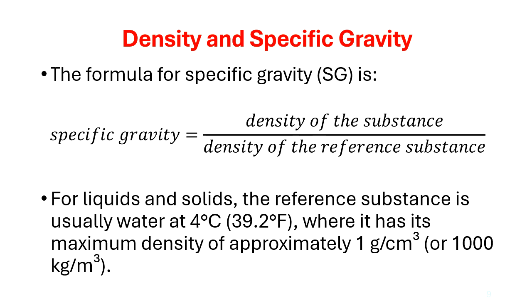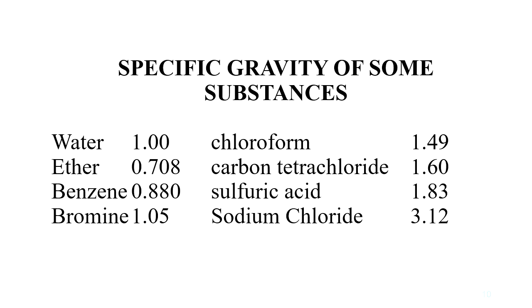For liquids and solids, the reference substance is usually water at 4 degrees Celsius or 39.2 degrees Fahrenheit, where it has a maximum density of approximately 1 gram per cubic centimeter, or 1,000 kilograms per cubic meter. Now, here is a list of the specific gravity of some common substances like water, ether, benzene, bromine, chloroform, carbon tetrachloride, sulfuric acid, and sodium chloride. Now, let us proceed to problem solving.